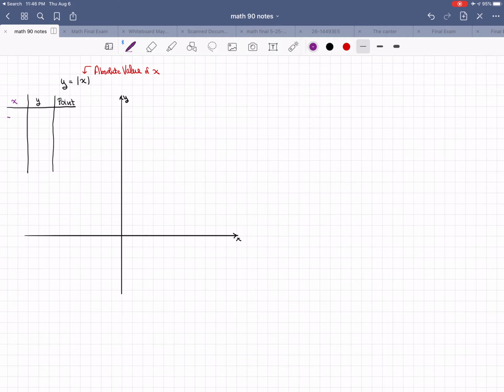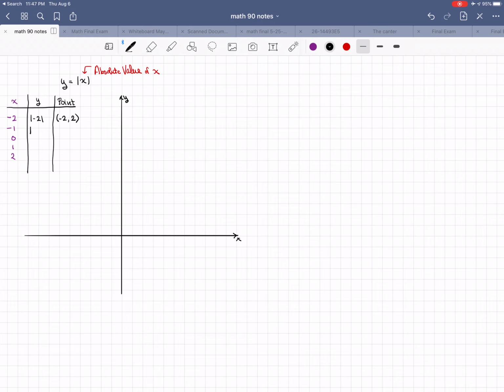I'm going to pick the exact same values for x that I did for my very first example, y equals x squared. Now look though, what is the absolute value of -2? Well, the absolute value of -2 is the number of units away from 0, right? So if you're imagining yourself starting at 0 on the number line and then walking to get to -2, you're going to take 2 steps. So the absolute value of -2 is 2.